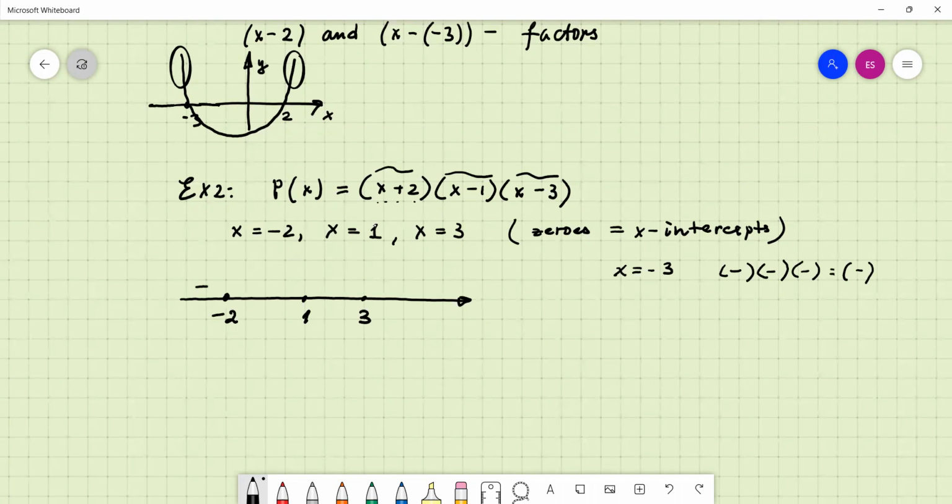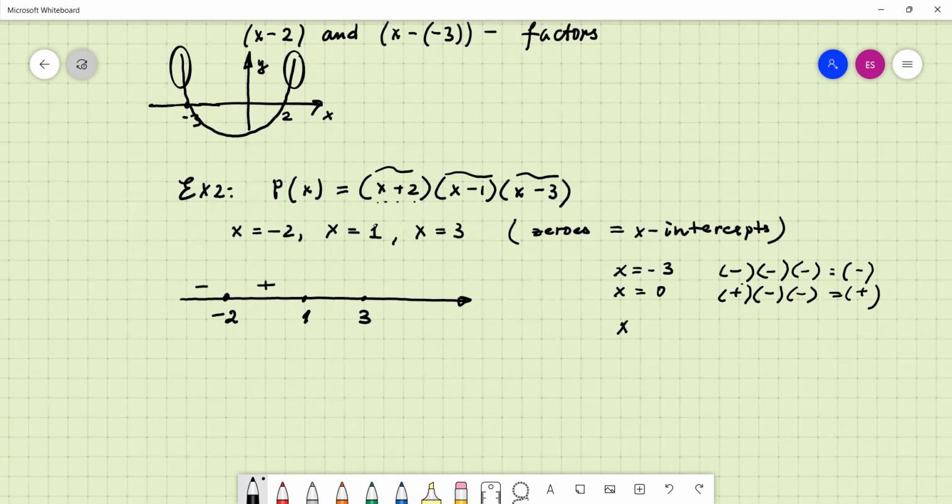What is going to happen here between negative 2 and 1? Well, my favorite number is 0. I'm going to check it. I'm going to have plus for the first parenthesis, minus for the second, and minus for the third. So plus, minus, minus is going to give me a plus, right? So my expression is going to be positive. I know that it cannot suddenly become negative on this interval, because to become negative, it's supposed to cross the x-axis and have 0 here, right? But I know that there are no zeros here.